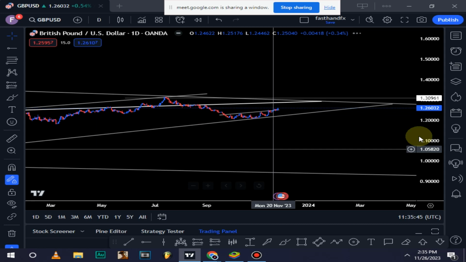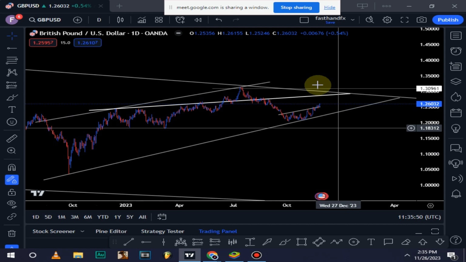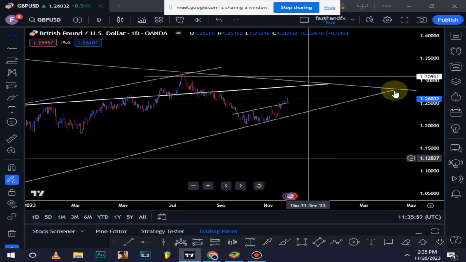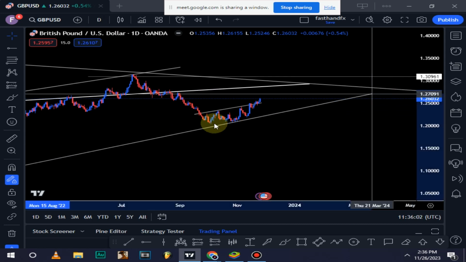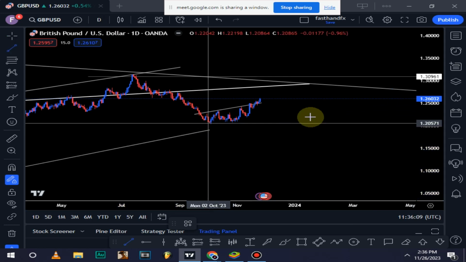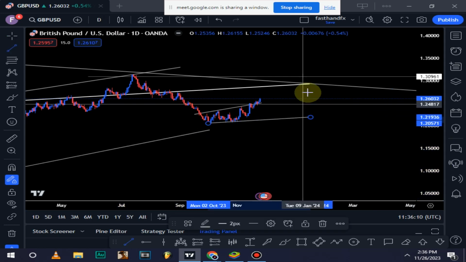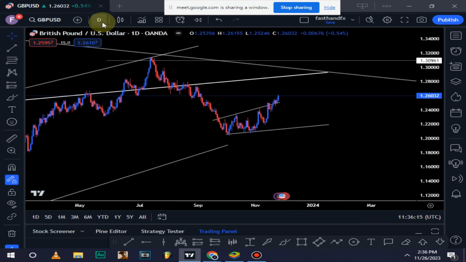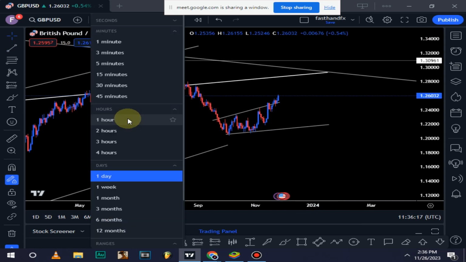So we see the market is going to target right here. That's the daily. This is the daily. So let me try to do this. If I do this, I need to draw another trend like this. So we have to go to the 4 hour now.